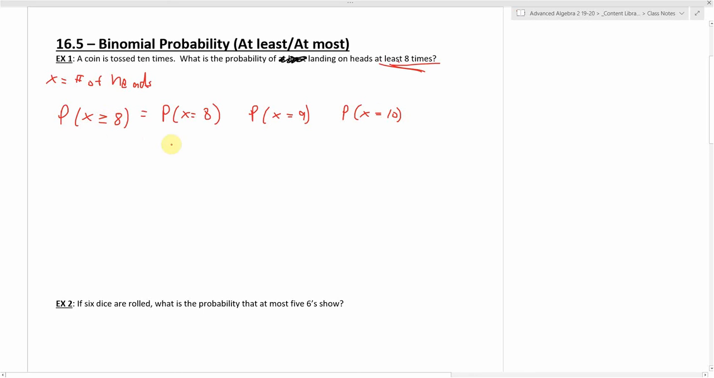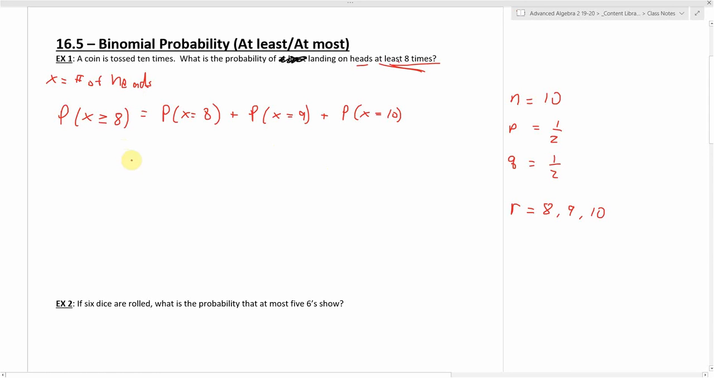But the probability of having at least 8 heads is the probability that any of these 3 happen, and none of the 3 could happen at the same time. So we can just add those 3 probabilities together. Each of these is just an individual case of what we learned in the last section. We have 10 trials, the probability of success, getting heads, is 1/2, and the probability of failure is also 1/2. The number of successes could be 8, 9, or 10.